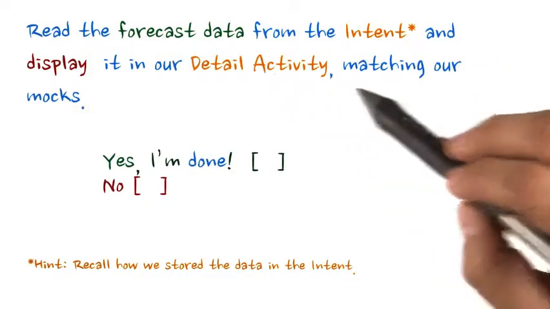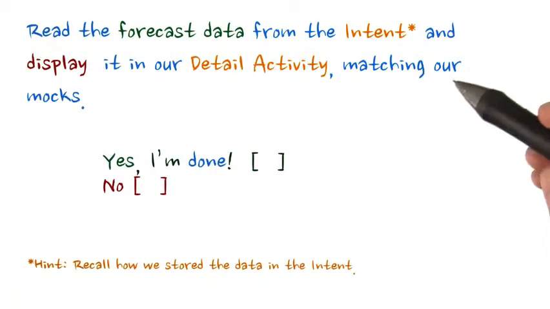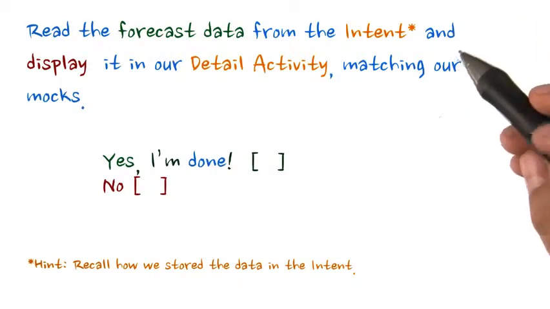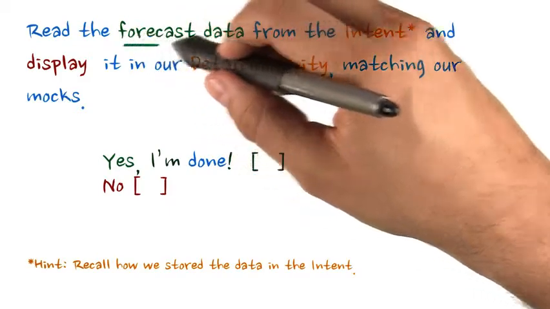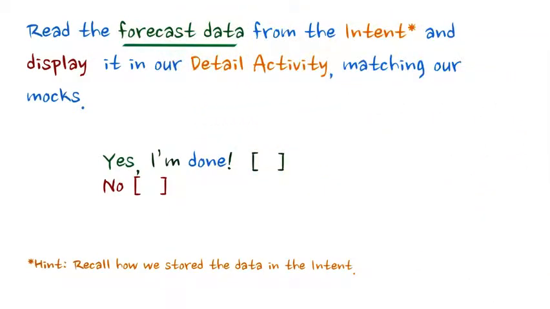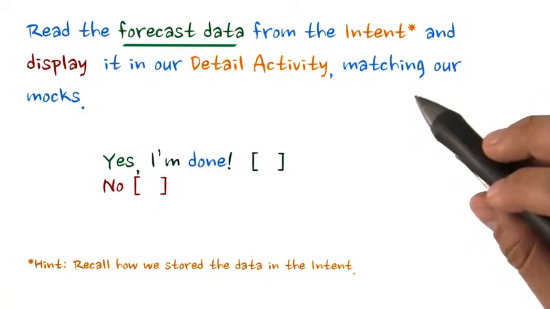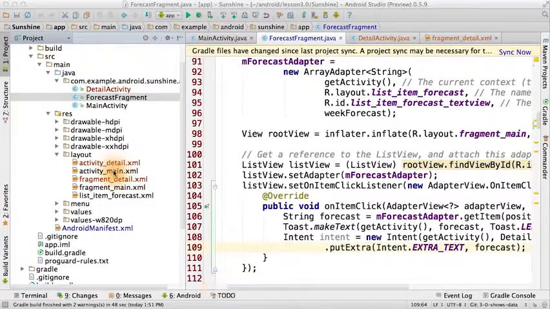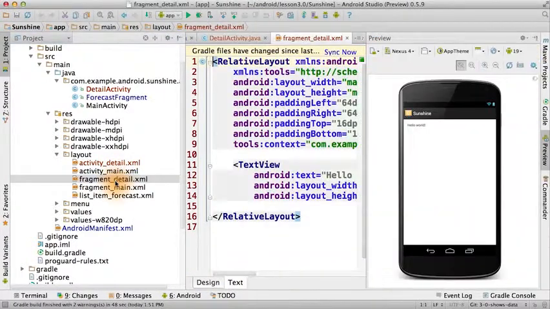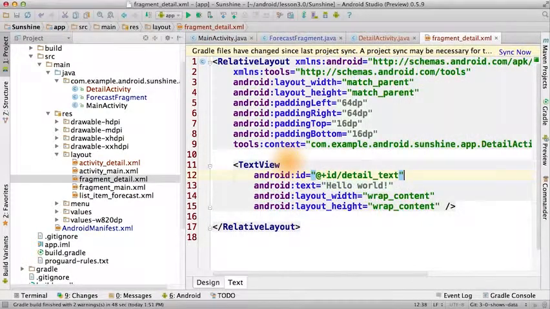Once the DetailActivity is launched, it shows Hello World. Instead, we want to read the forecast data from the intent and display it. Make the appropriate changes in the app so it matches the mocks, then verify the behavior by compiling and running the app. In the fragment detail layout, a text view is already defined. We have to assign it an ID, so that within the DetailFragment of DetailActivity, we can use findViewById to find the text view.